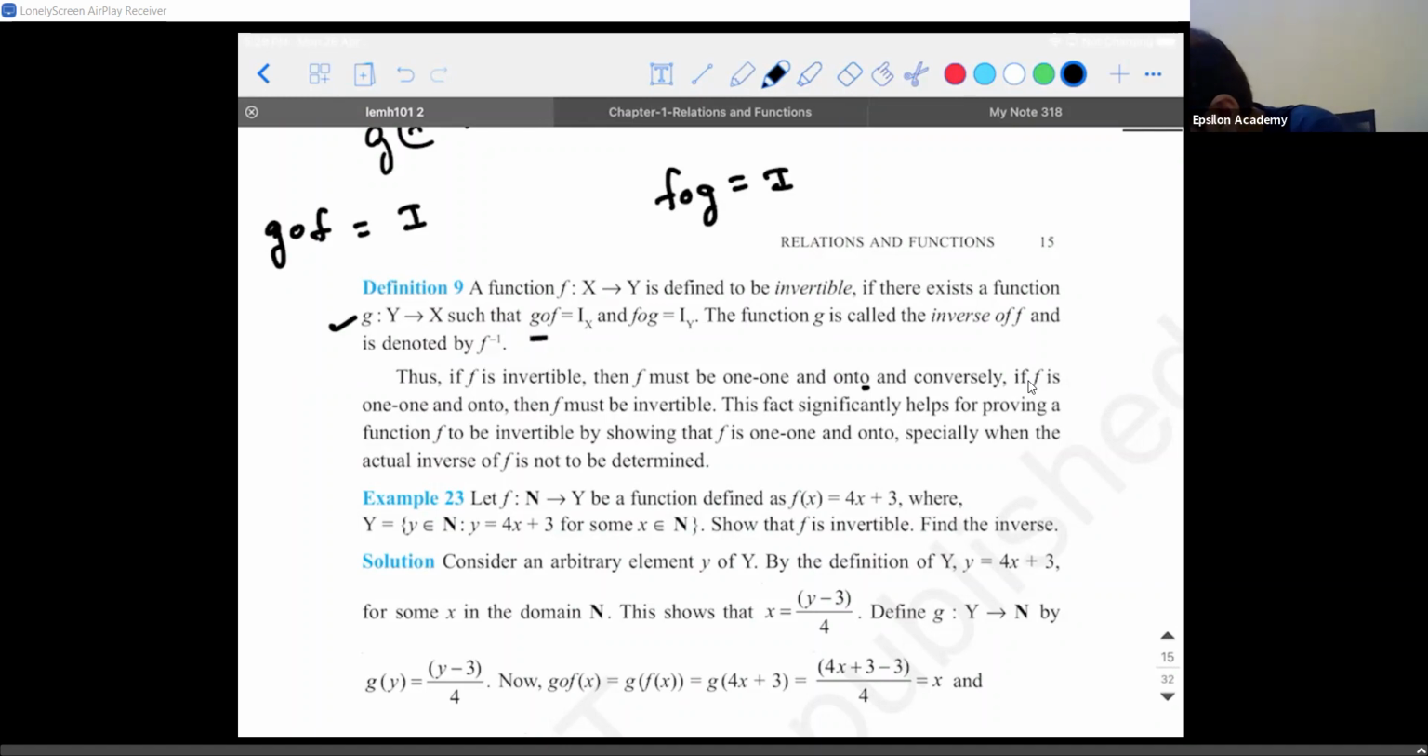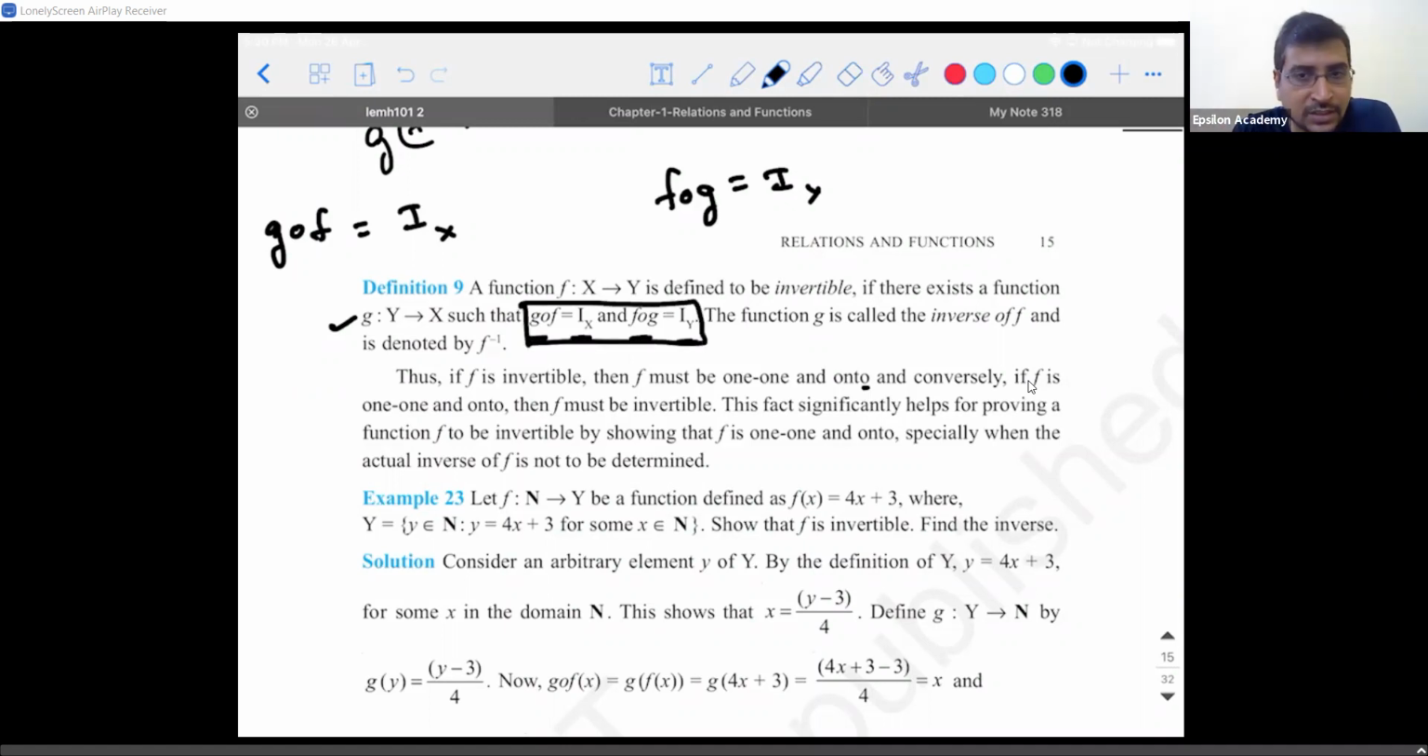G circle f should give me an identity function in x, which means that x is coming from where? Small x, capital X. It is coming from the domain of the function f. F circle g should be I of y. Where is that I of y coming from? Y should be coming from the codomain. If this mathematical condition is getting satisfied, then we can say g is an inverse of f and vice versa. Okay. Now I will tell you another step in which you can actually write it.